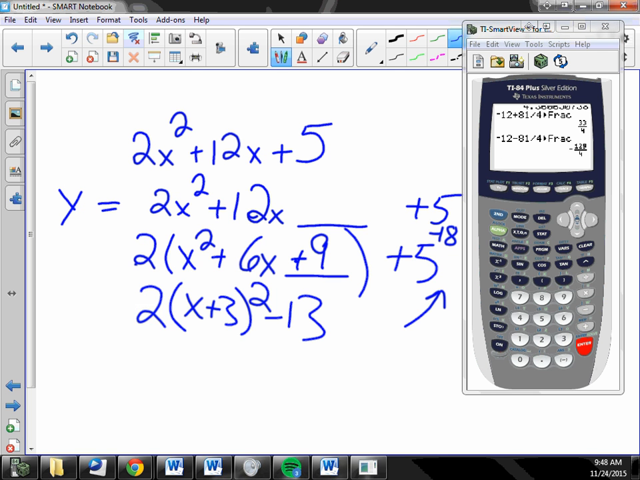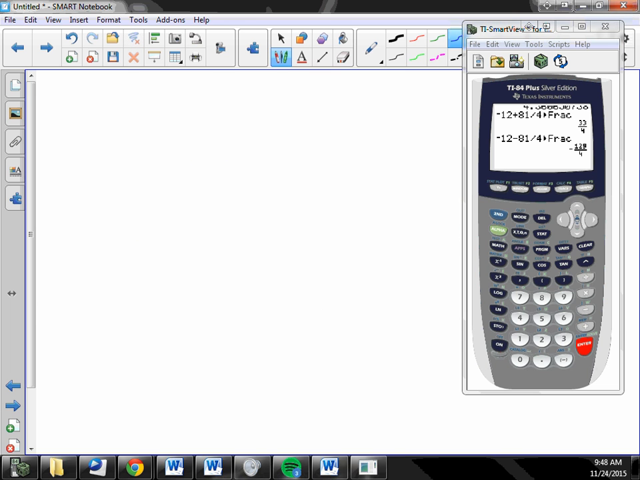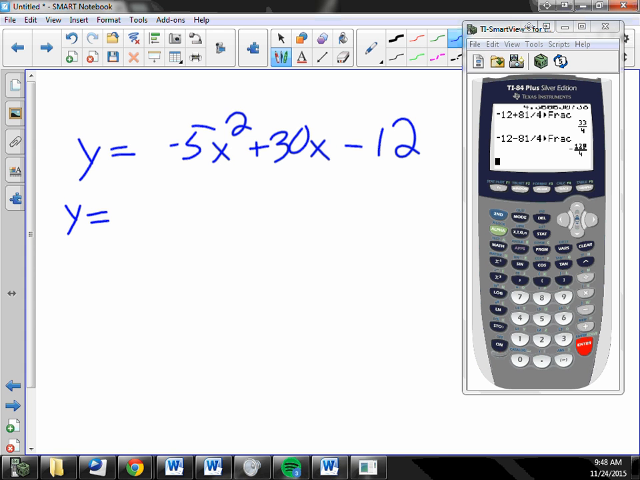Now, if this number is negative, you need to pull the negative out when you pull out the 3. If it's negative 1, x squared, you need to pull out negative 1. So if I had y equals negative 5x squared plus 30x minus, I don't know, 12. I'm going to set this up as y equals negative 5 x squared minus 6x, leave a space, minus 12. Does everybody understand that?